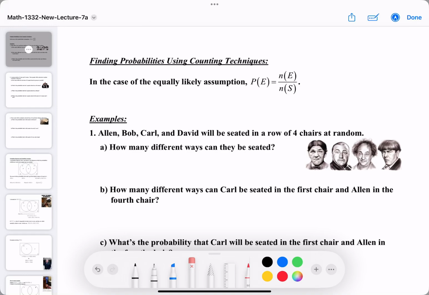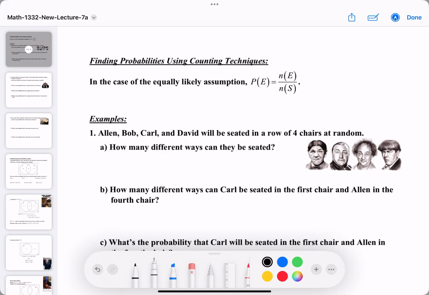Hello everyone, let's learn a new lesson, finding probabilities using counting techniques. In the case of the equally likely assumption, the probability of the event E, P of E, equals N of E divided by N of S. The top is the number of outcomes for the event E, and N of S is the number of possible outcomes in the sample space. The sample space has more outcomes than the event.